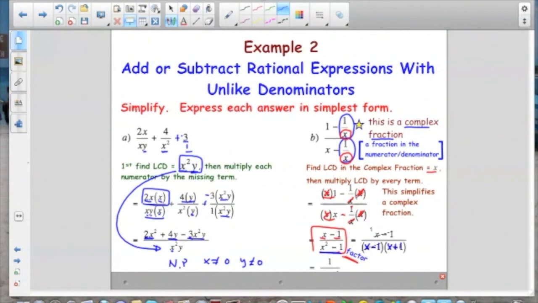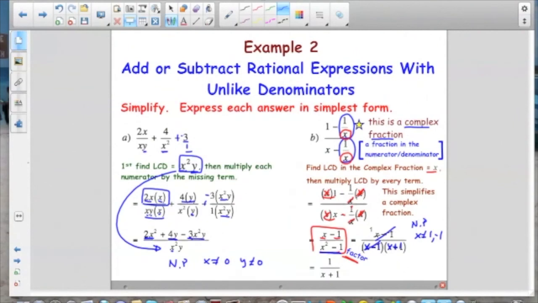All right? Now from there, we should do our non-permissibles before we cancel out. X cannot equal 1 and -1. And now we can cross out. All right? And now we're left with not a 0, but we're left with a 1 there. Some people forget that one. You have to put a 1 there. And x plus 1. So there is our answer.